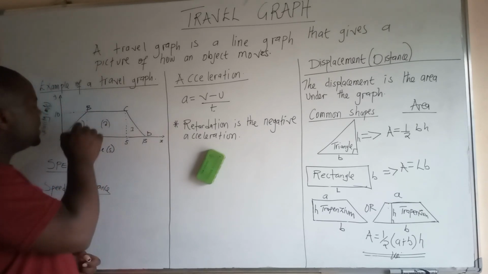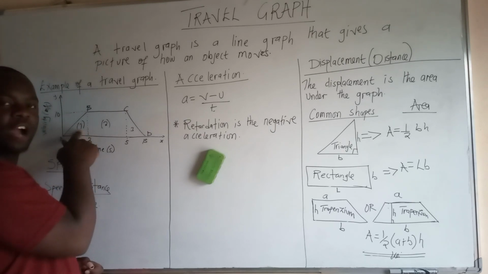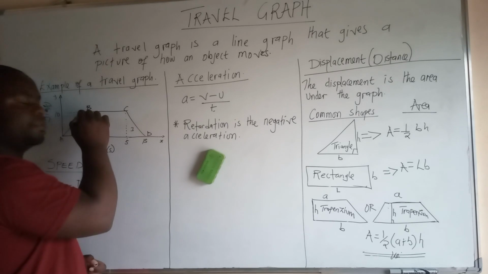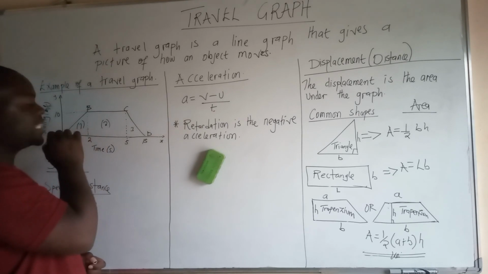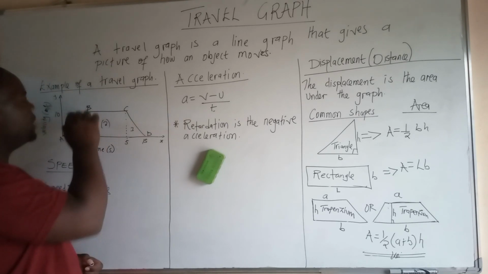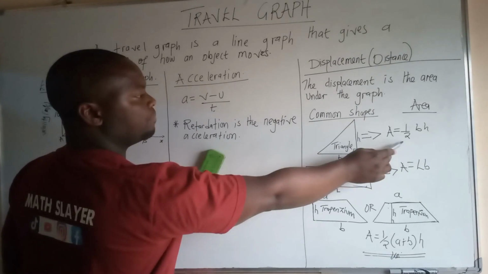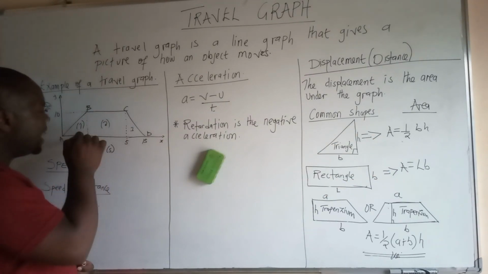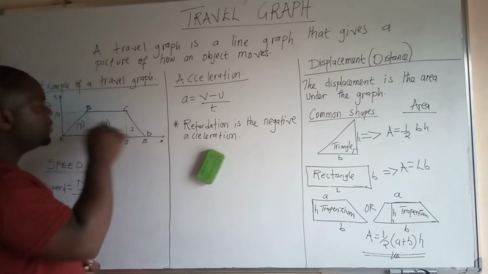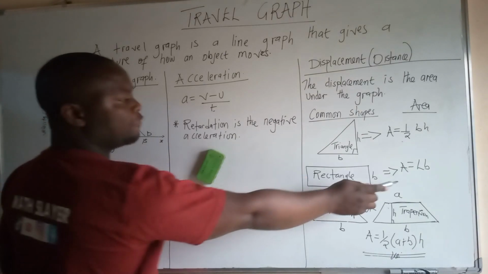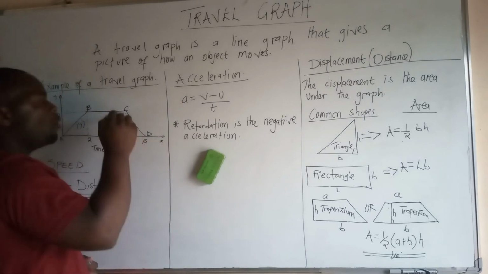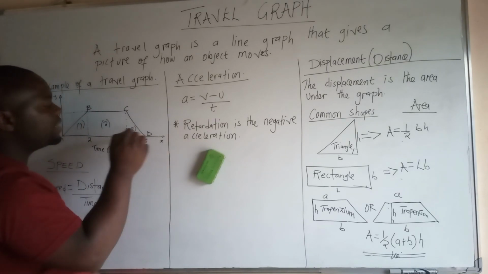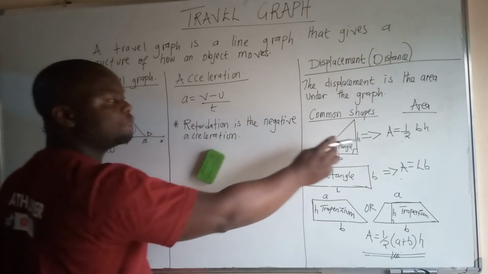As you can see, the first area is a right-angled triangle. Therefore, to calculate the distance from point A to point B, or the displacement covered from point A to point B, you use this formula. Plus, from here up to here, we need to calculate the area under this line, which is a rectangle, so we use that formula. And then lastly, we come to shape 3, which is also a right-angled triangle. Therefore, we use that formula.